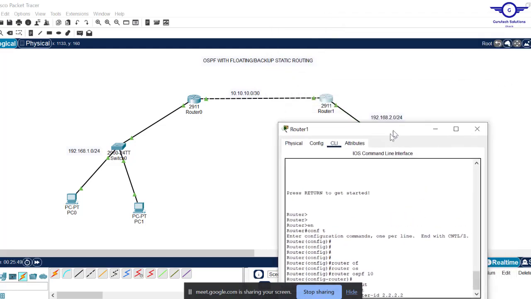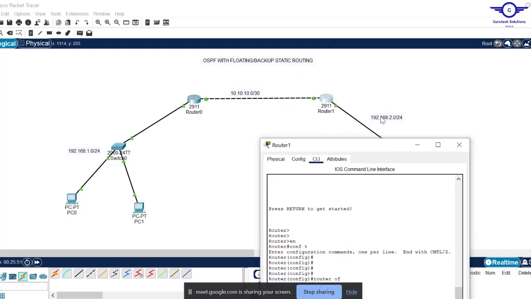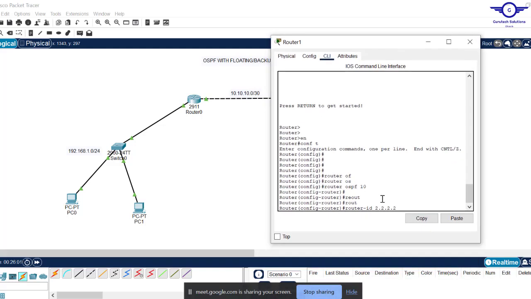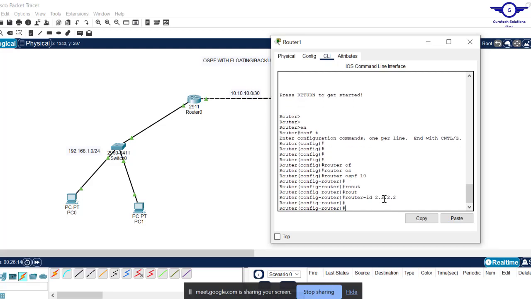So for example, this router here is connected to this network and this network. So your router ID should not be similar to these two. That's why people normally use router ID as 1.1.1.1, 2.2.2.2, 3.3.3.3, or 1.1.2.2, or 3.3.2.2, something like that. Okay. So after that, making the router aware that it's using OSPF with the process ID of 10, and giving the router an ID for easy identification.